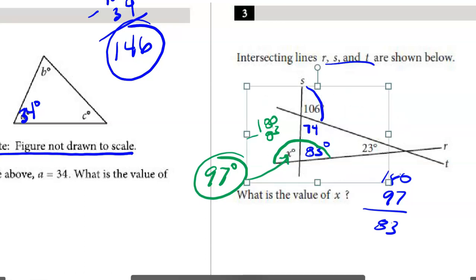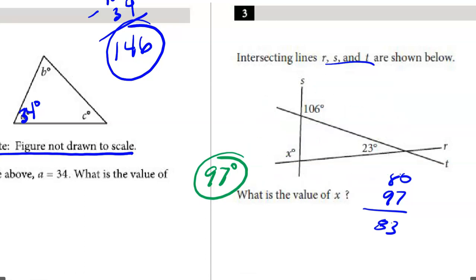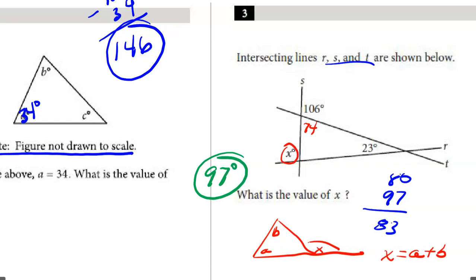There's also a theorem, so I'm going to go back and erase some of this stuff in here. There's also a theorem called the exterior angle theorem that says for any triangle, let's say you have some sort of triangle, this outside angle here, we'll call it X, it's always going to equal these two remote or far away angles added together. So X is always going to equal A plus B. So the second that I found out that this was 74, I could have figured out what X was by just adding those two together, and I could have saved a little bit of time.